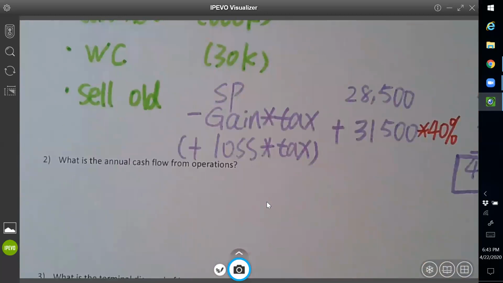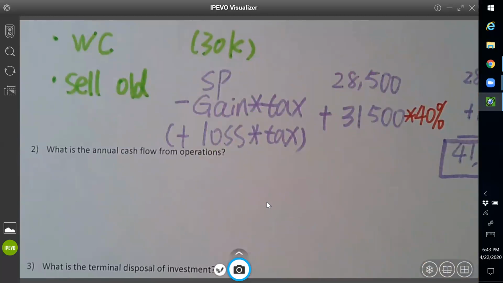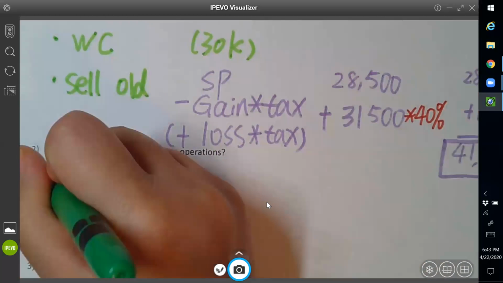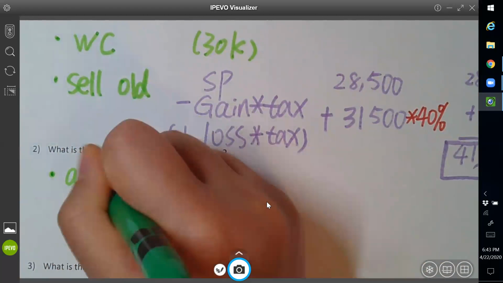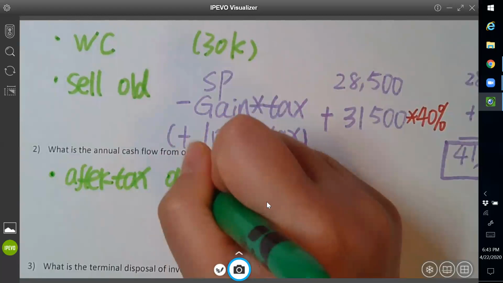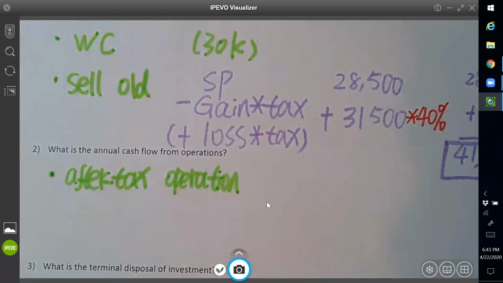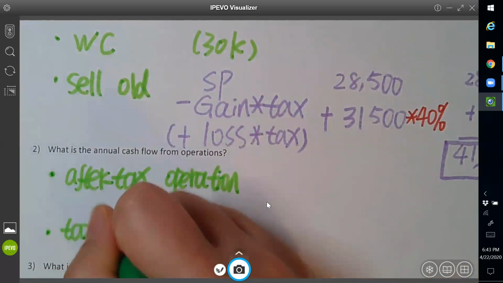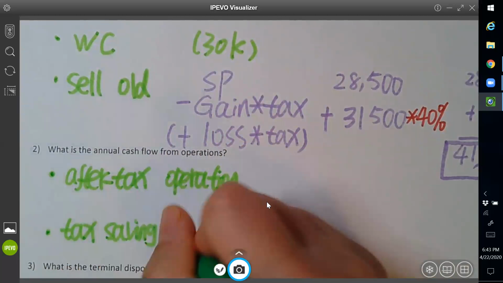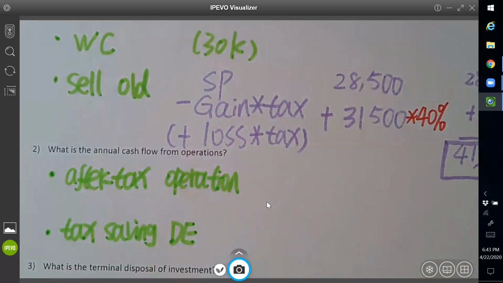Okay, next part. What's the annual cash flow from operation? This part is straightforward. Basically, you just have two items. The first item is after-tax cash flow from operation. The next one, we call it a tax saving from depreciation expense.